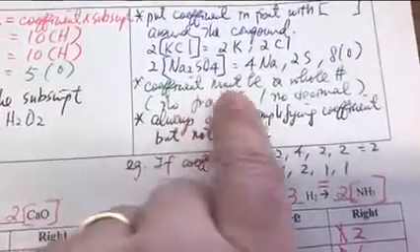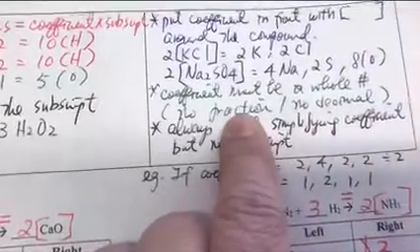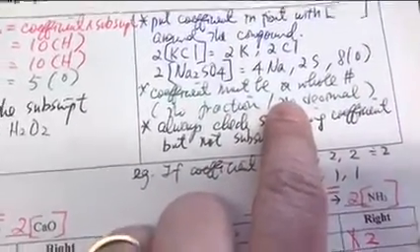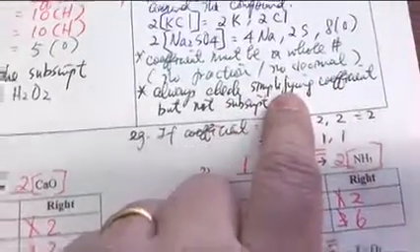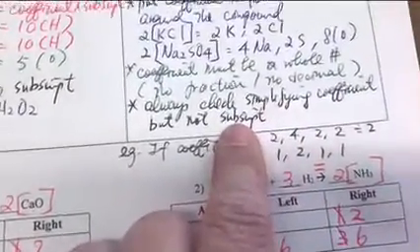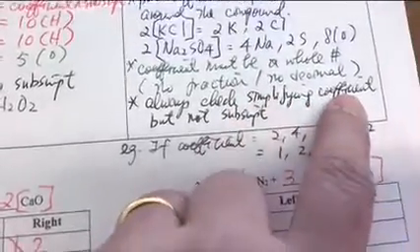Now the coefficient must be a whole number, meaning I will not have any fraction or decimal for the coefficient. And then you always check to see if the coefficients are simplified. But you cannot change the subscript. You always just check that the coefficients are simplified.